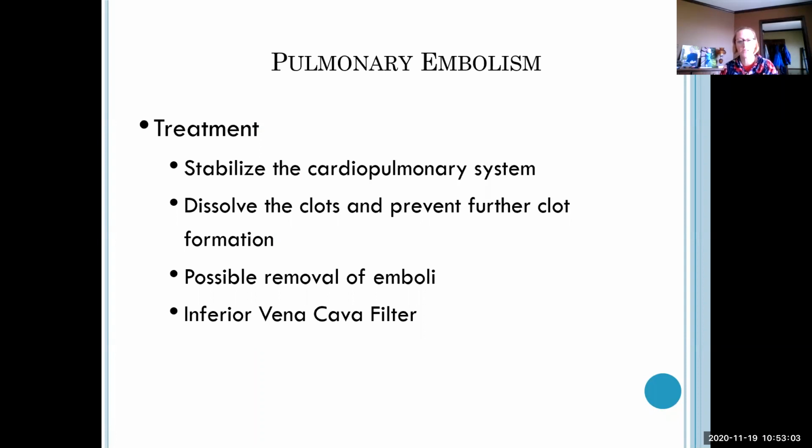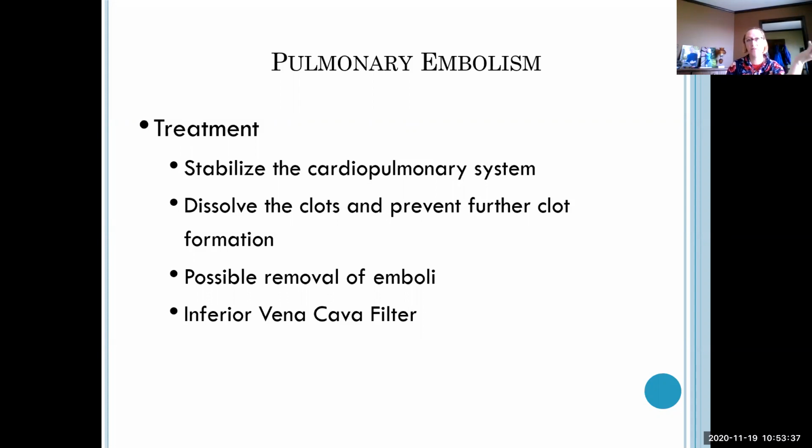So dissolving the clots, they're not going to typically use systemic TPA for a patient with a PE, but they might go in with an arteriogram and either remove the clot, have an embolectomy if they can get to it, or dissolve the clot specifically with a localized clot buster, not a systemic one. And then of course they're going to be on heparin to prevent further clot formation from occurring.